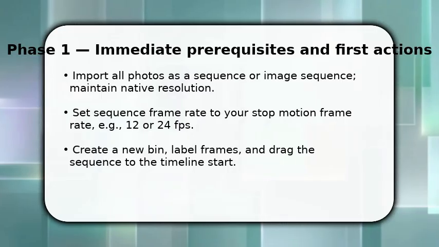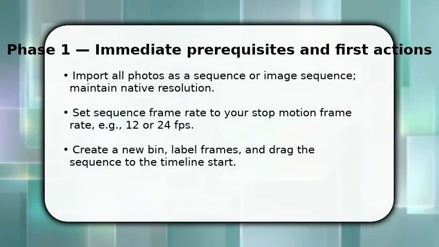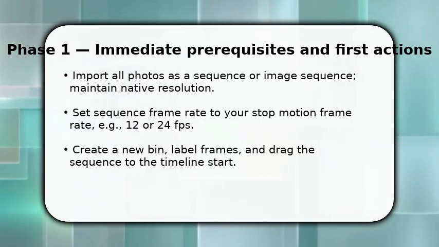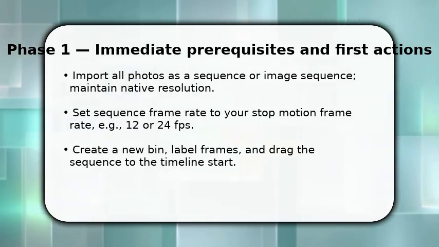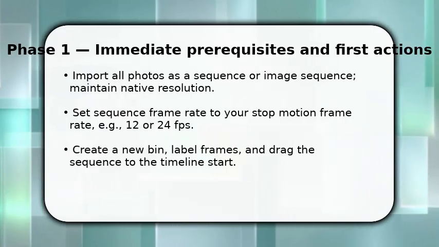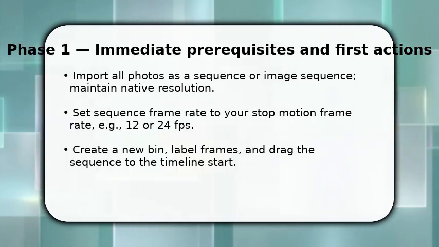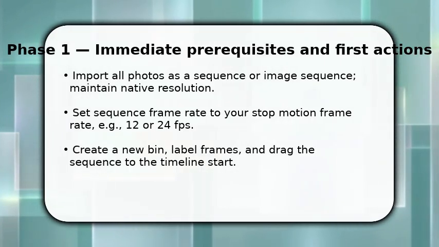You begin by importing your image sequence. This preserves order and metadata. Once done, set the sequence frame rate to match your shoot, 12 or 24 FPS, because frame rate defines motion timing. Next, ensure images are interpreted correctly. Make sure Premiere treats them as a sequence, not individual clips.